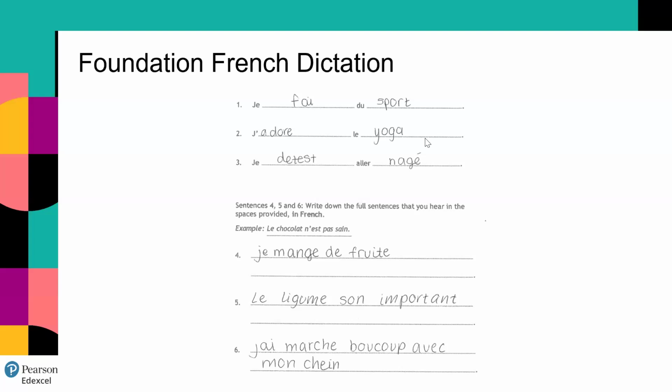Okay. So here, let's have a look at this one, and let's see whether we would award a mark or not for that. So here, je fais, actually, the S is missing, but it still sounds the same. So that will probably get a mark. Sport is fine. J'adore is correct. Yoga is correct. Déteste, so here, the accent is missing. So it doesn't sound like déteste, but like déteste. Okay, so therefore the sound is not the same.